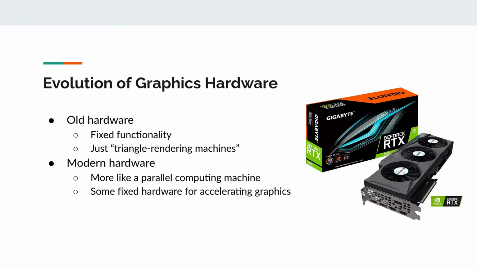But after the fragment and vertex shaders were introduced, the increasing complexity of these shaders forced the GPU hardware towards a more general parallel computing approach. These days, modern GPUs are more like parallel computing machines first and graphics cards second. Of course, they still have some fixed hardware for accelerating graphics related functions, but this doesn't mean that we cannot use them for general purpose computing.